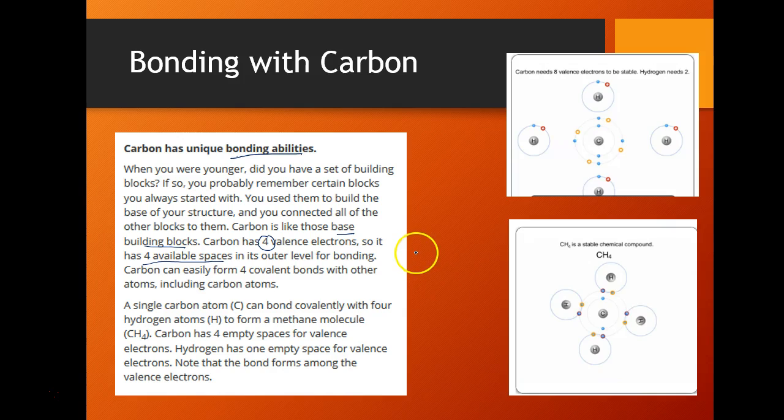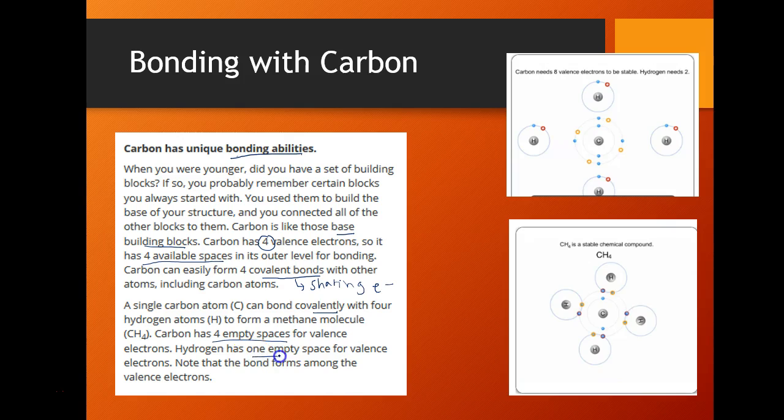It can accept 4 more electrons because it wants to reach that 8. Carbon can easily form 4 covalent bonds. Remember, that's a bond where you're sharing electrons with other atoms, including other carbon atoms. So a single carbon atom can bond covalently with 4 hydrogen atoms, for example, to form a methane molecule, which is CH4. Carbon has those 4 empty spaces for valence electrons.